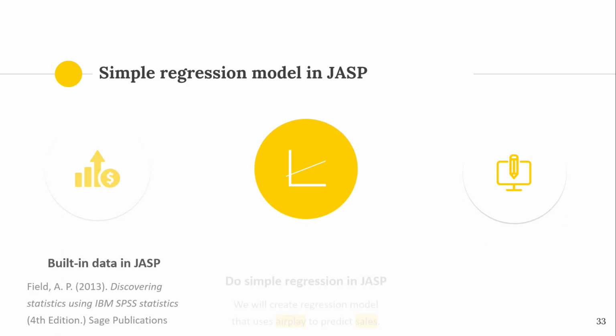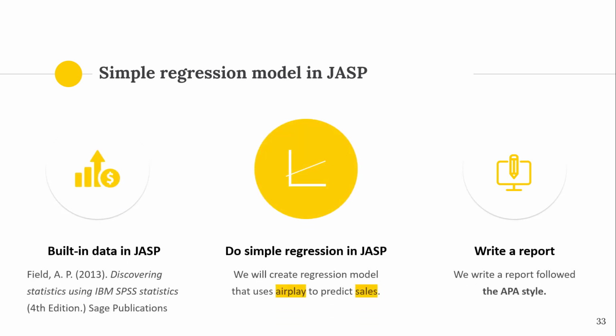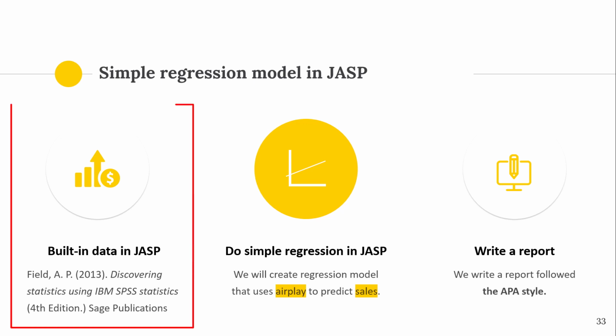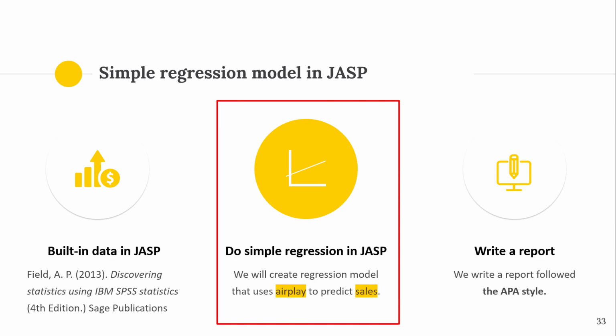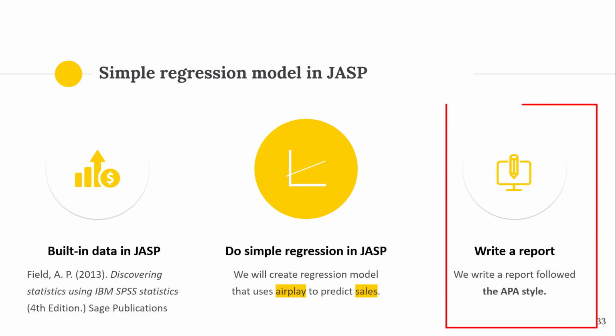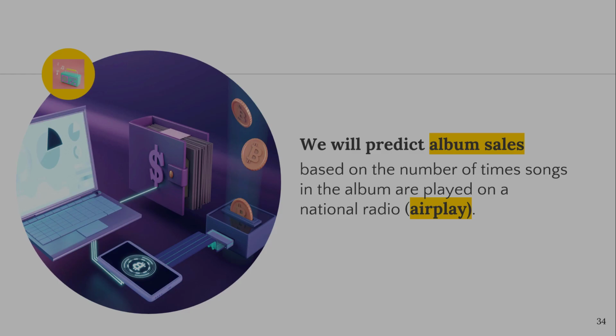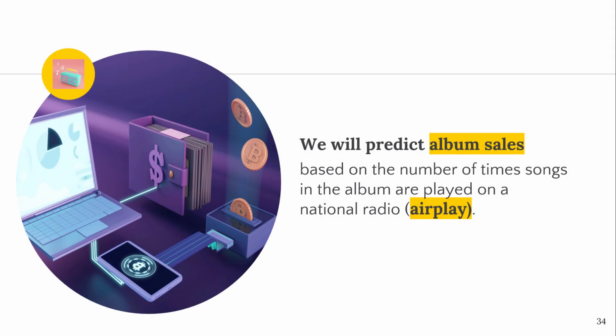Okay, enough with theory. Now it is time to perform regression with real data. We will use built-in data in the JASP library. This dataset is from Field, and we are grateful for his generosity in sharing it with us. We will do simple linear regression in JASP and practice writing up a report using APA style. Our task is to predict album sales based on the number of times songs in the album are played on national radio, or airplay.